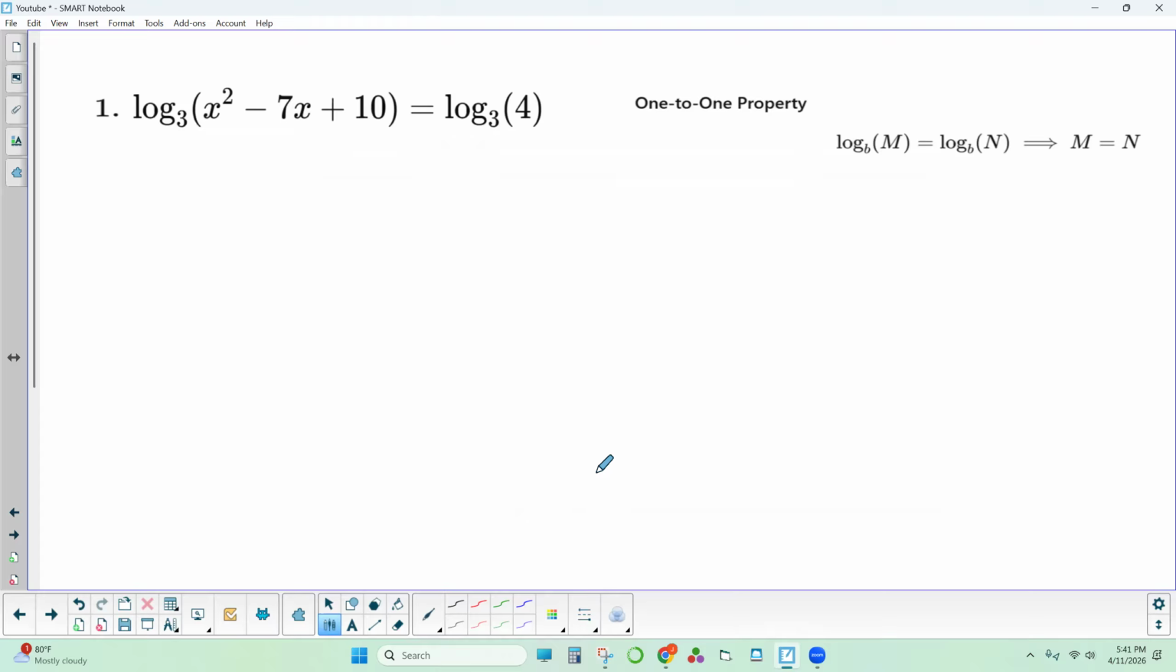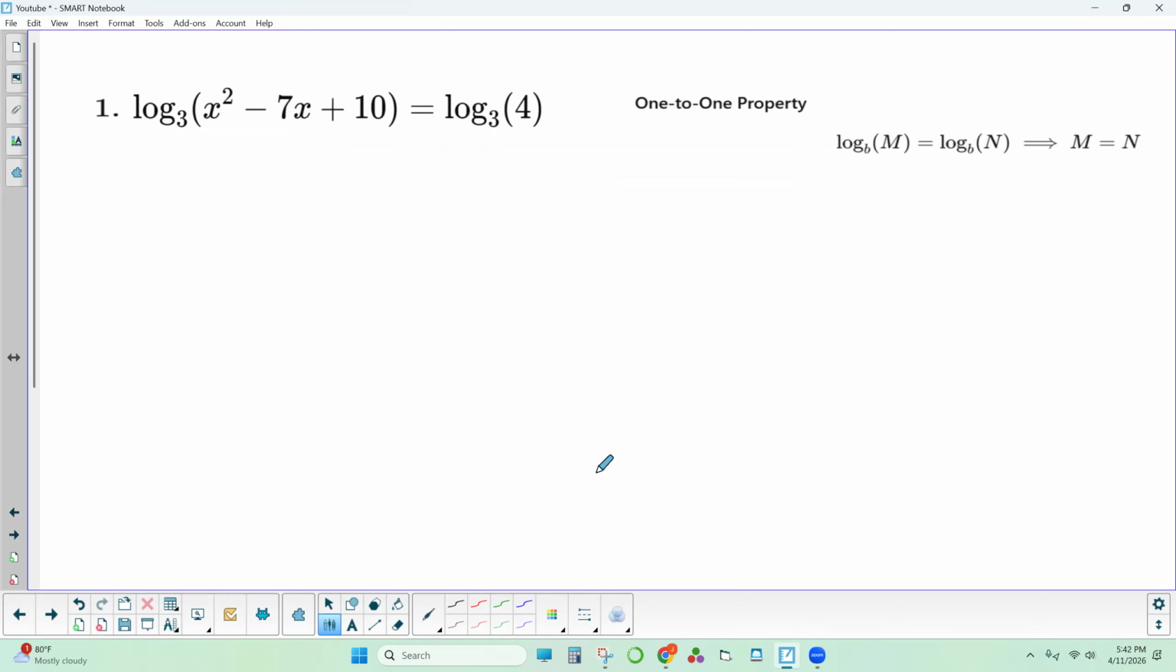Now, we're solving logs. Because logarithms are only defined for positive arguments, any solution we find must be checked in the original equation to make sure all log arguments are positive. If a solution makes any argument zero or negative, it is extraneous and must be thrown out. So we'll be checking those along the way.